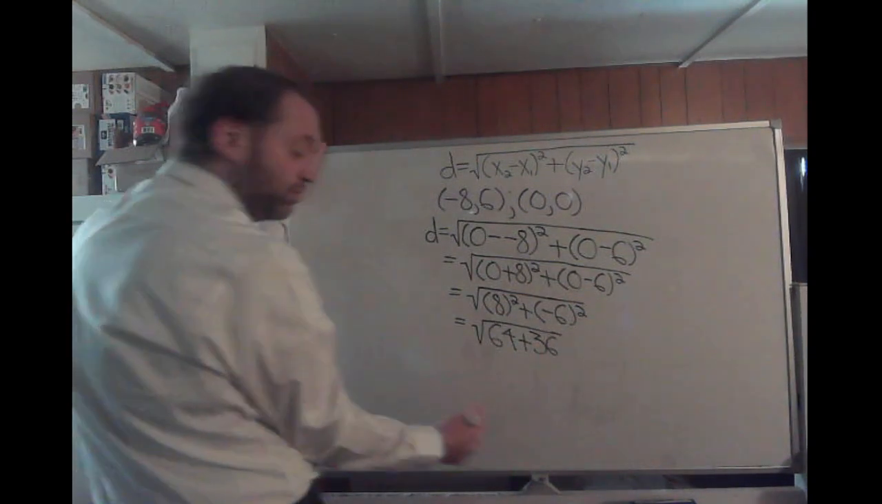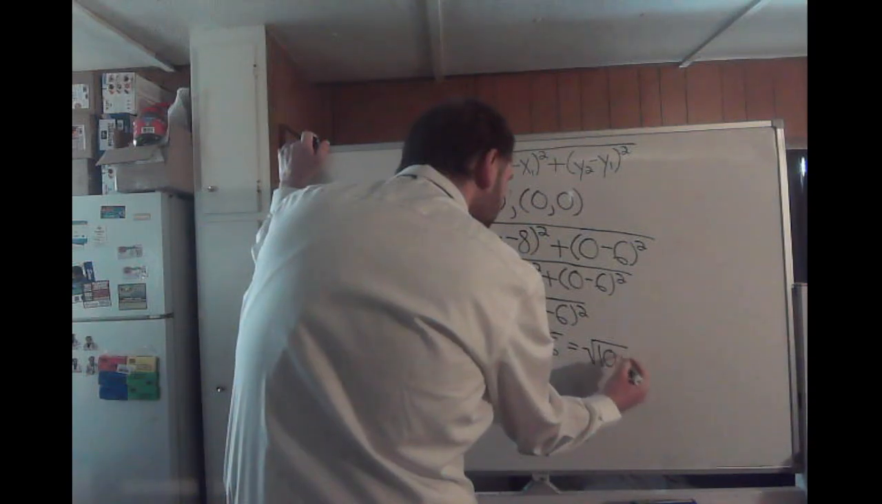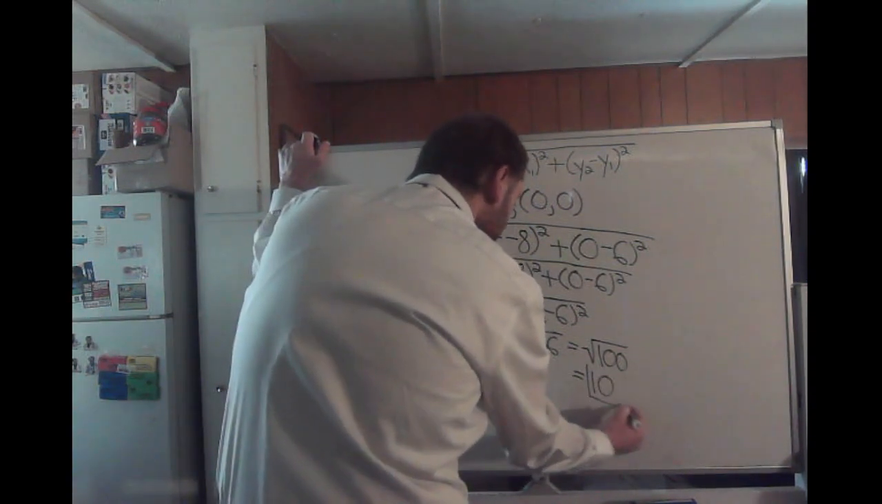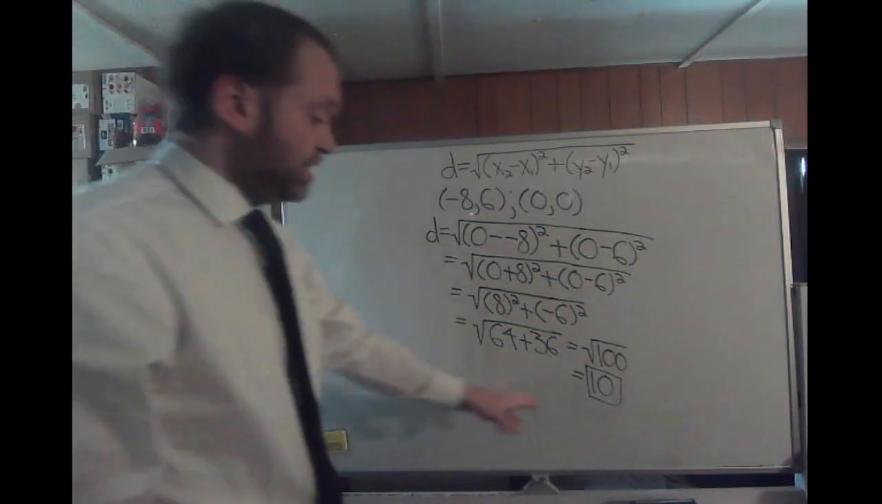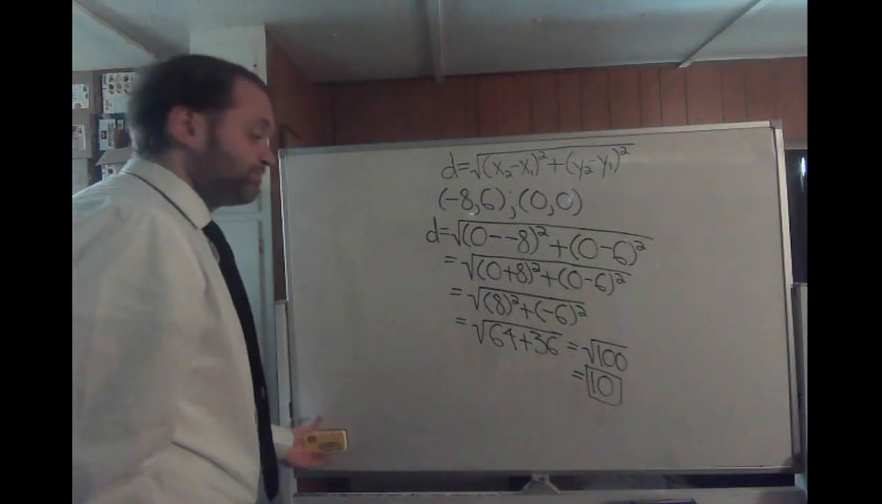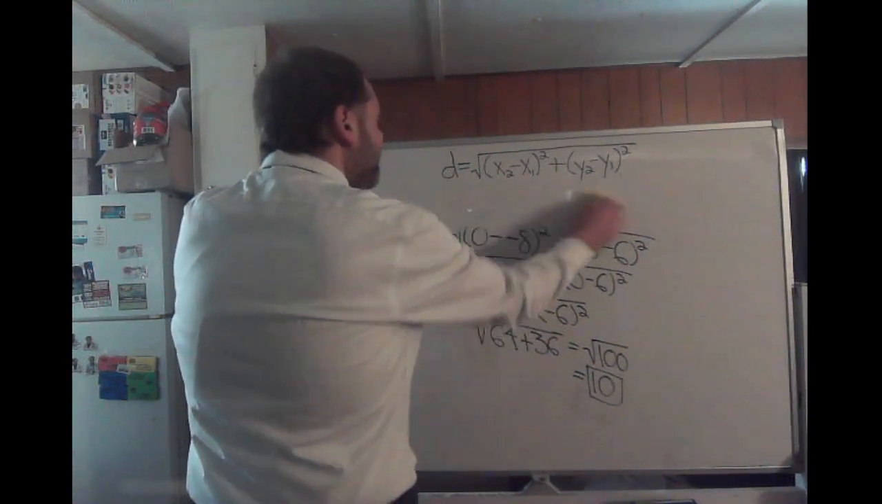Well, 64 plus 36, that's 100. You have the square root of 100, which would give you a distance of exactly 10 units between negative 8, 6 and the origin. So you have a distance of 10 units between these 2 points. And I got one more exercise for this lesson, then we're done.